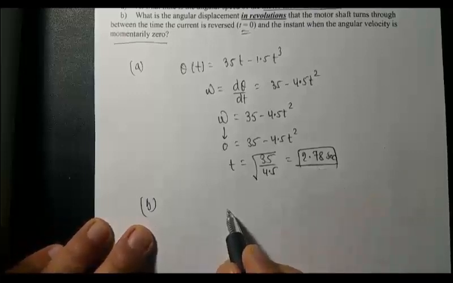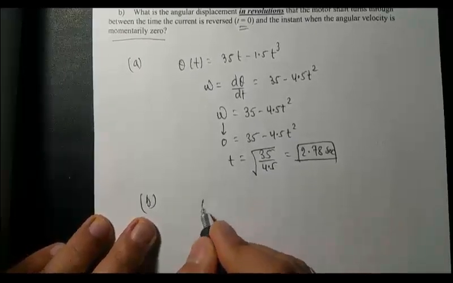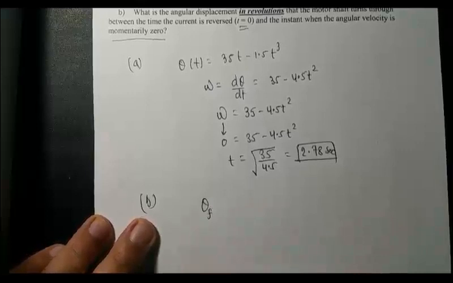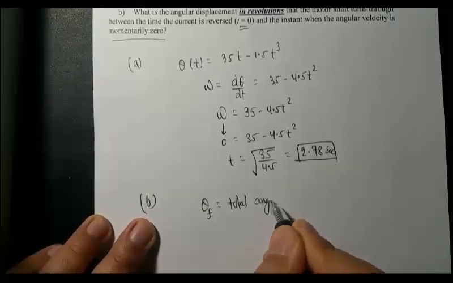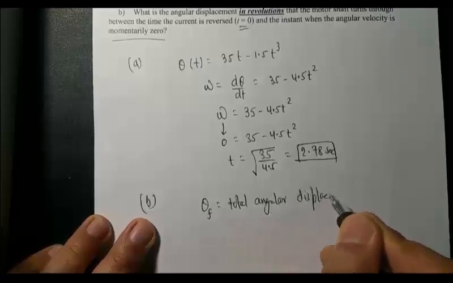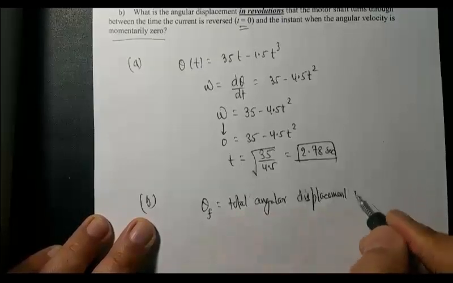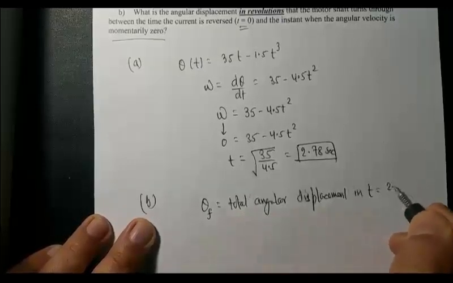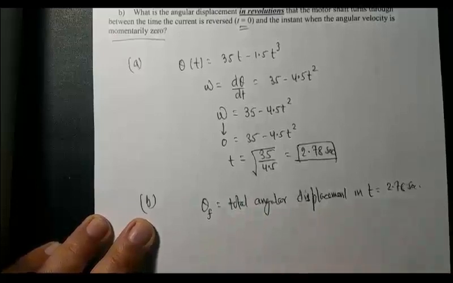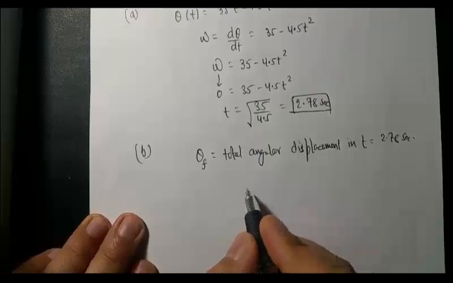So then you just need to find the total angular displacement within this time, 2.78, and divide by 2 pi, and that's going to give you the total number of revolutions. That's the main idea.